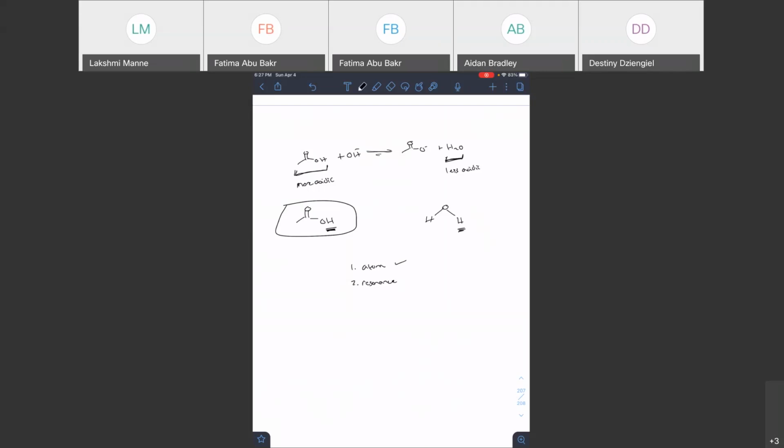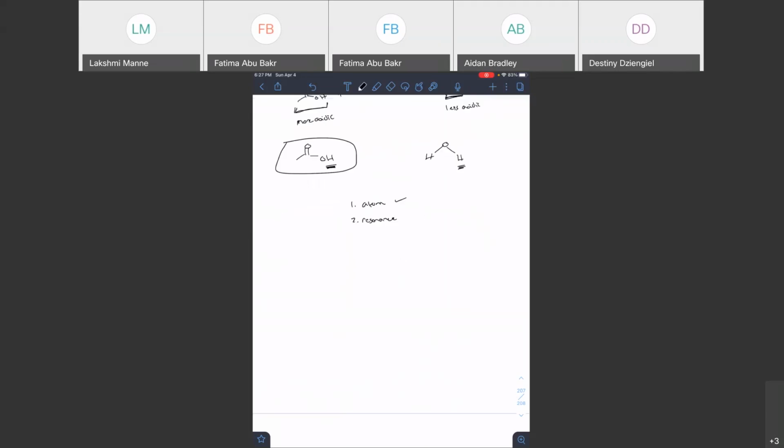Okay, so moving on, he starts talking about how we get carboxylic acids. I feel like we just did this, but let's go over it one more time.